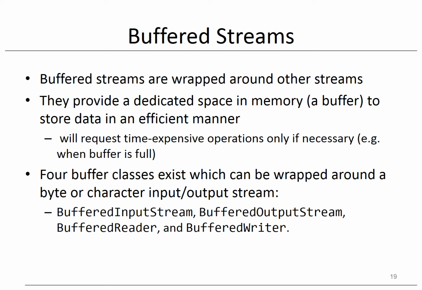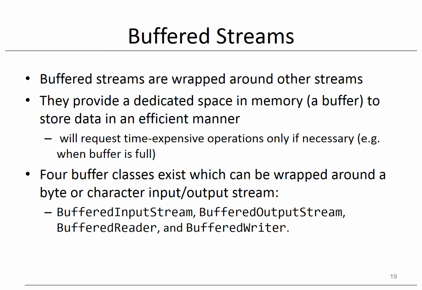Most streams in Java are unbuffered, which implies that each write and read request is handled directly by the operating system. This makes programs less efficient, as every write request to a file will trigger disk access. Buffered streams are wrapped around other streams. They provide a dedicated space in memory, called a buffer, to store data in an efficient manner. They will only request time-expensive operations if necessary, such as when the buffer is full.